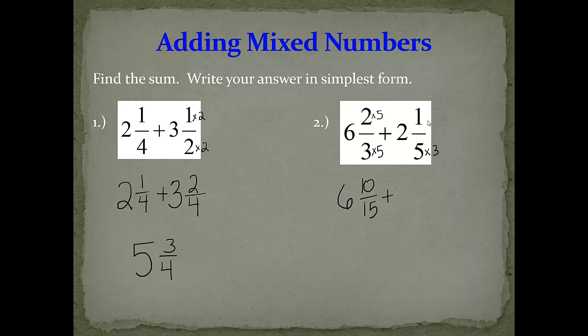Now for my second mixed number, my denominator is a 5 and I need a 15, so I'll multiply by 3. I multiply the numerator by 3 as well. My whole number will stay the same, it'll stay 2, and then my numerator is 3 and my denominator is 15. So I have 2 3/15. Now I will add my fractions. 10/15 plus 3/15 would be 13/15.